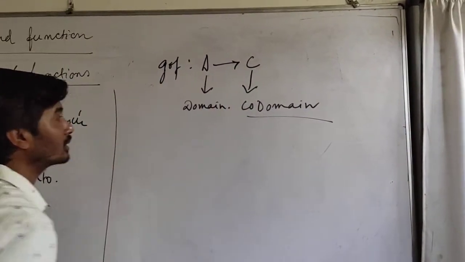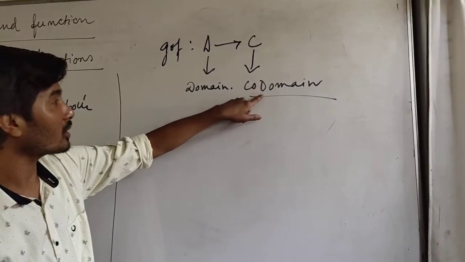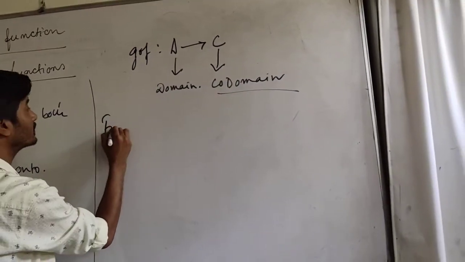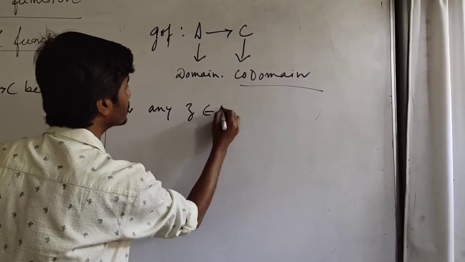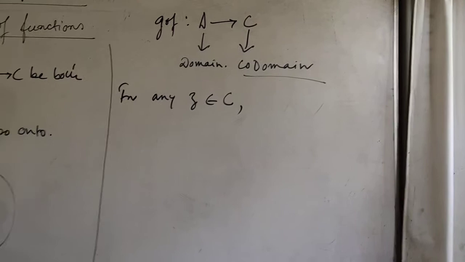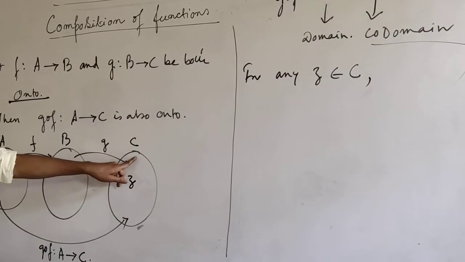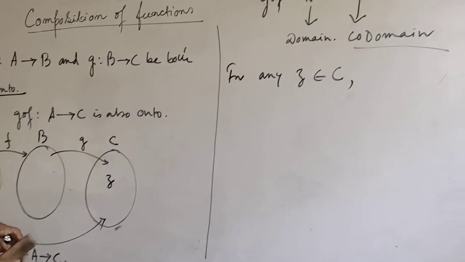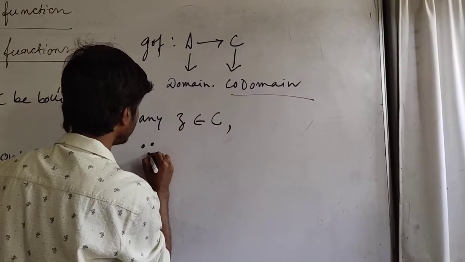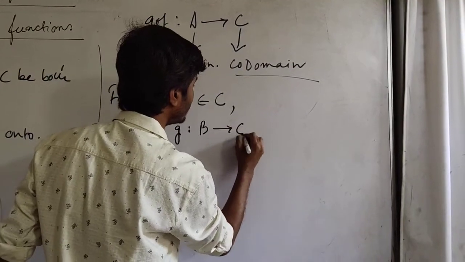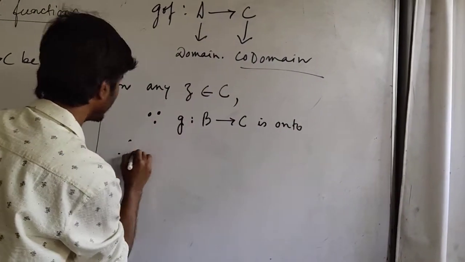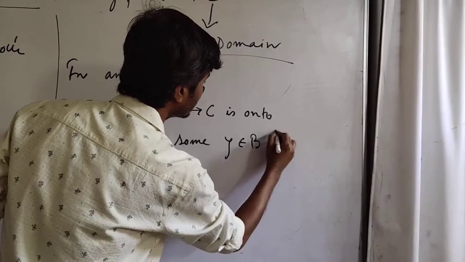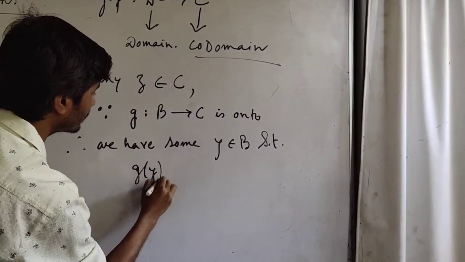Here we have the domain and codomain, so our work is to take any element in the codomain and check whether its pre-image exists in the domain. So for any z belongs to C, we take z. We see that g is an onto function. g is a function from B to C. For any z belongs to C, since g from B to C is onto, therefore we have some y in B such that g(y) equals z.